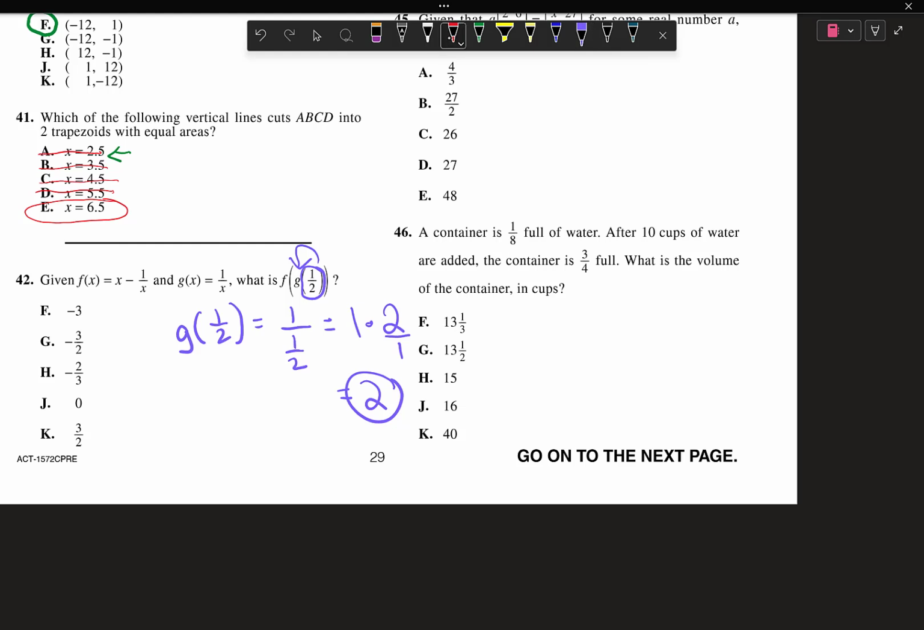And now we're going to take 2 and we're going to insert it in for x in both of these places. We need to find f of 2. So that's going to equal 2 minus 1/2. 2 minus 1/2 is 3/2, 1.5.